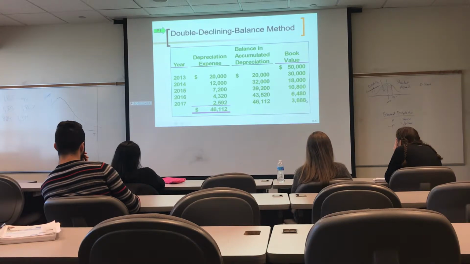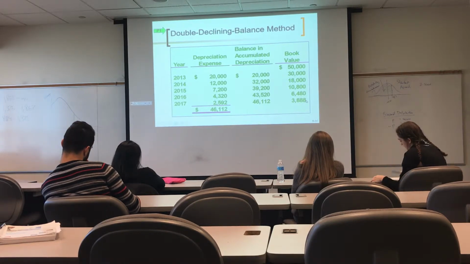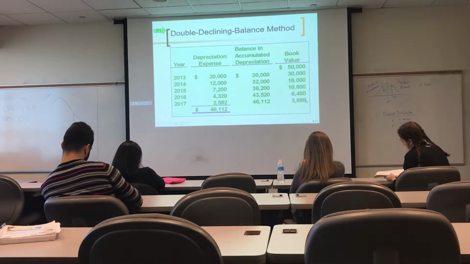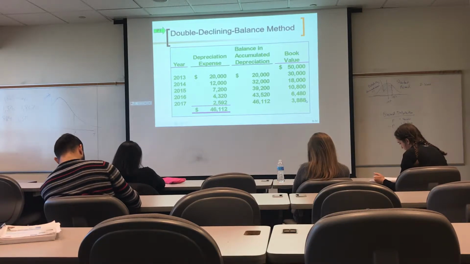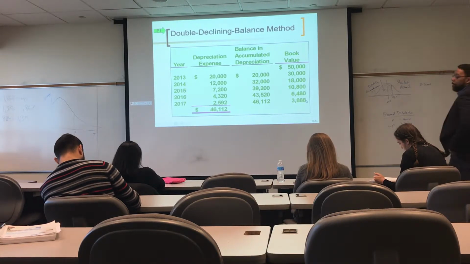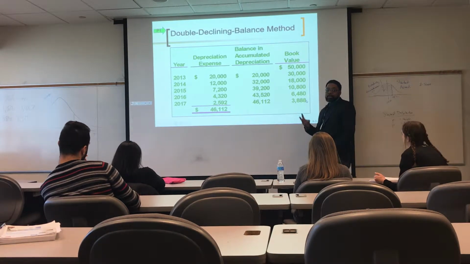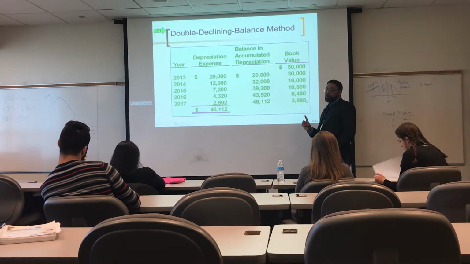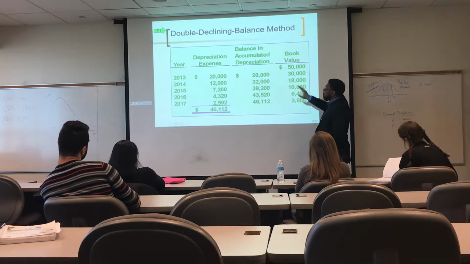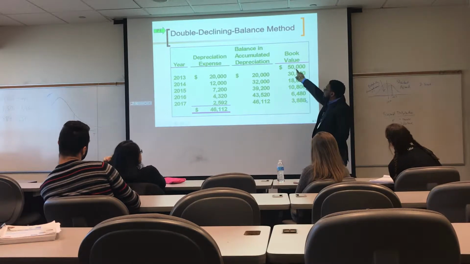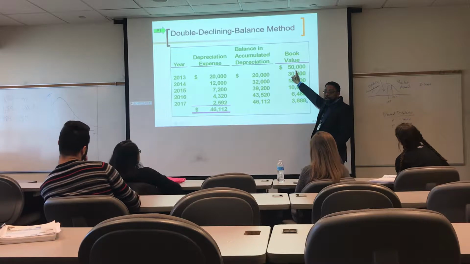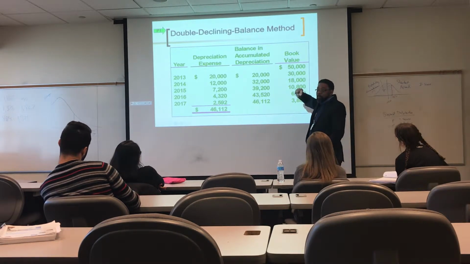What are your 3 terms that I gave you in the beginning of depreciation? There's 3 things that you have. What are they? First, tangible in nature? No. Cost. So let's start with cost. $50,000 is your cost, right? Salvage value and useful life.